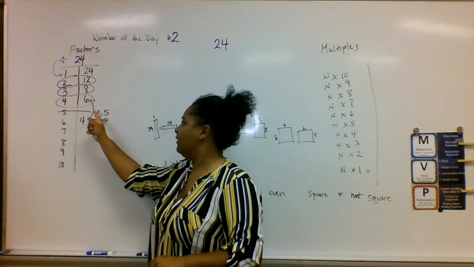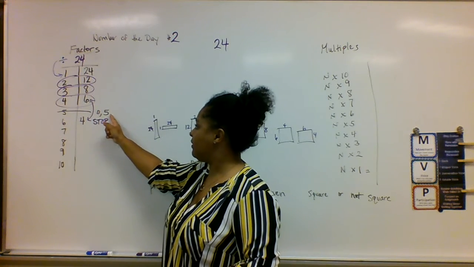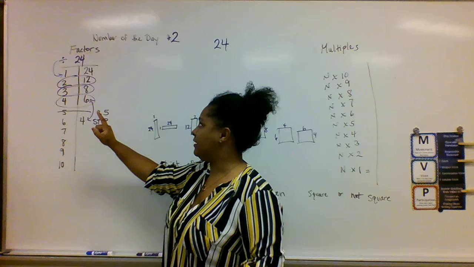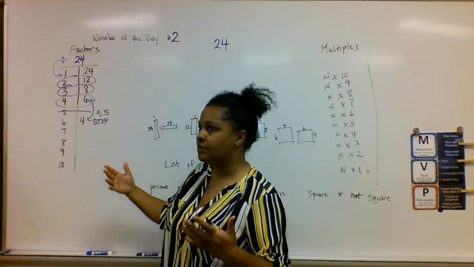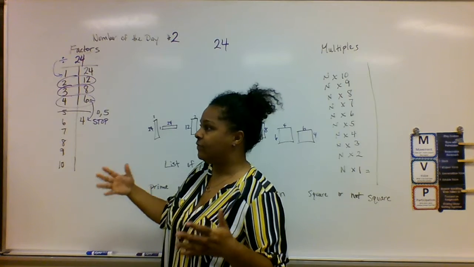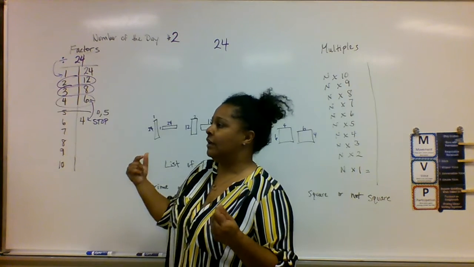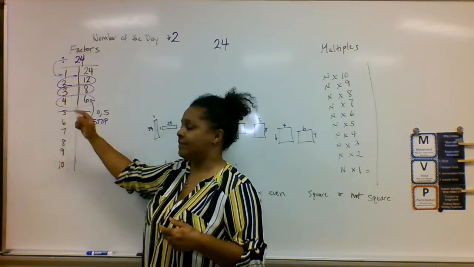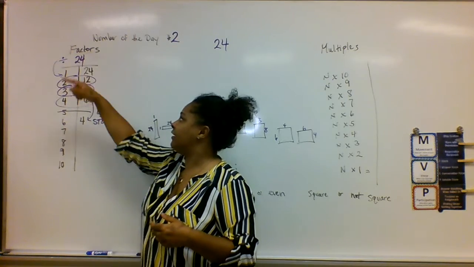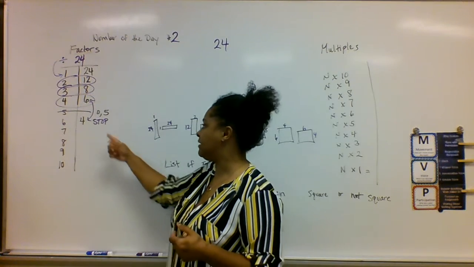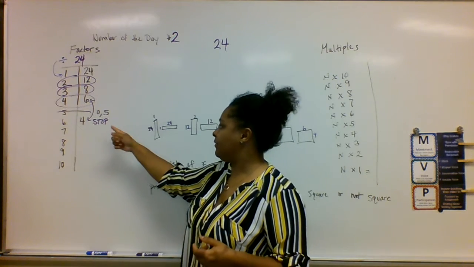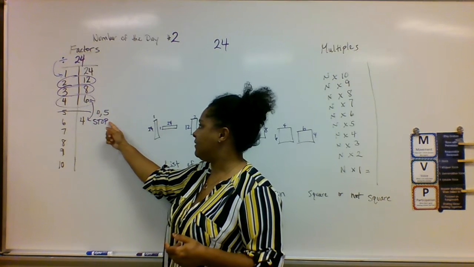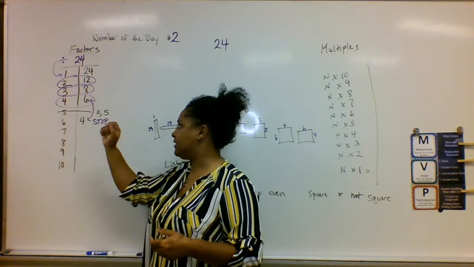Why? Because only products with 0 or 5 in the ones place, 5, 10, 15, 20, 25, 30, 35, 40, those are all products that have 5 as a factor. So 24 has a 4 in the ones place, not a 0 or a 5. 6 times 4 is 24. So I stopped here because we already did 4 times 6.